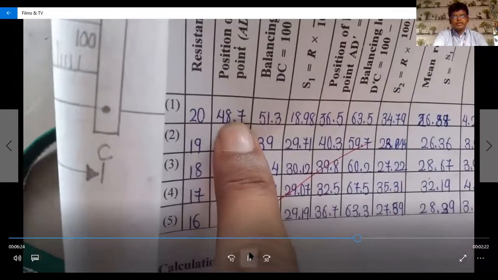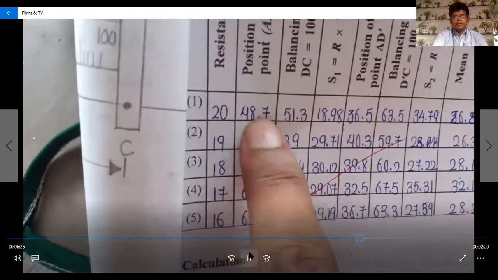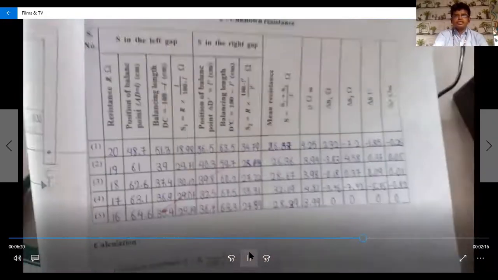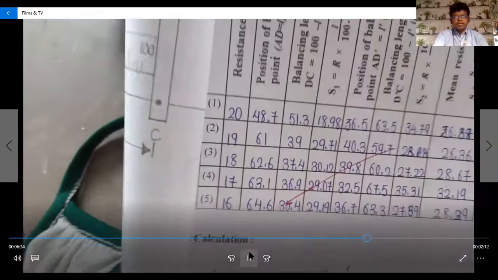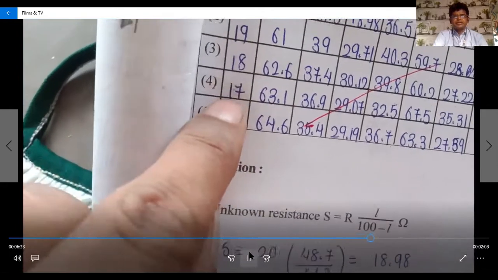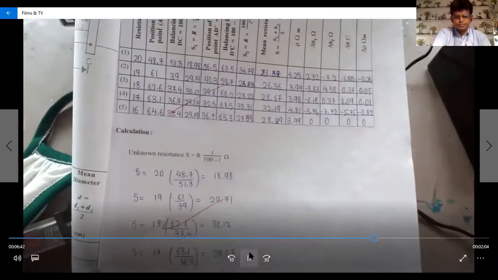Position of the balance point AD is at 20.5 centimeter. Then after calculation, we find the DC, and after that we find S1. Okay, friends, very easy method. Then we repeat the practical, like removing 19, 18, 17 or 18, 20, 18, 16, 14 as per our convenience. So the first part is over.